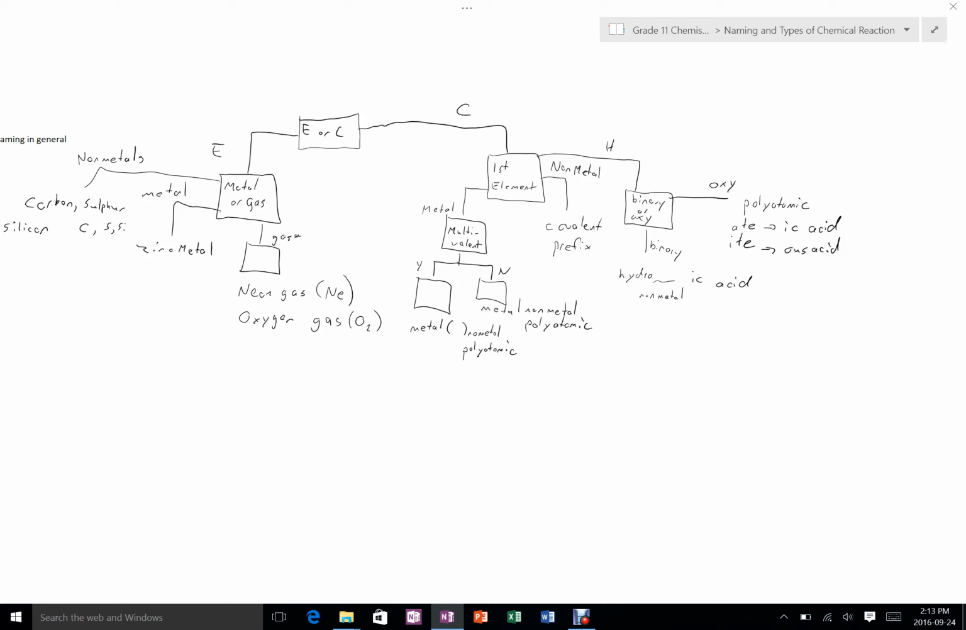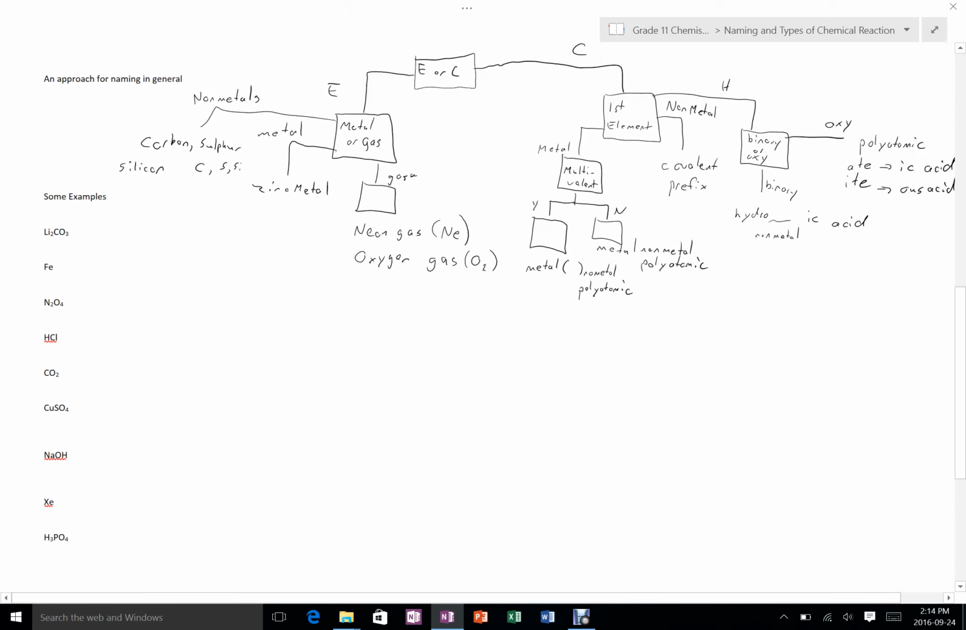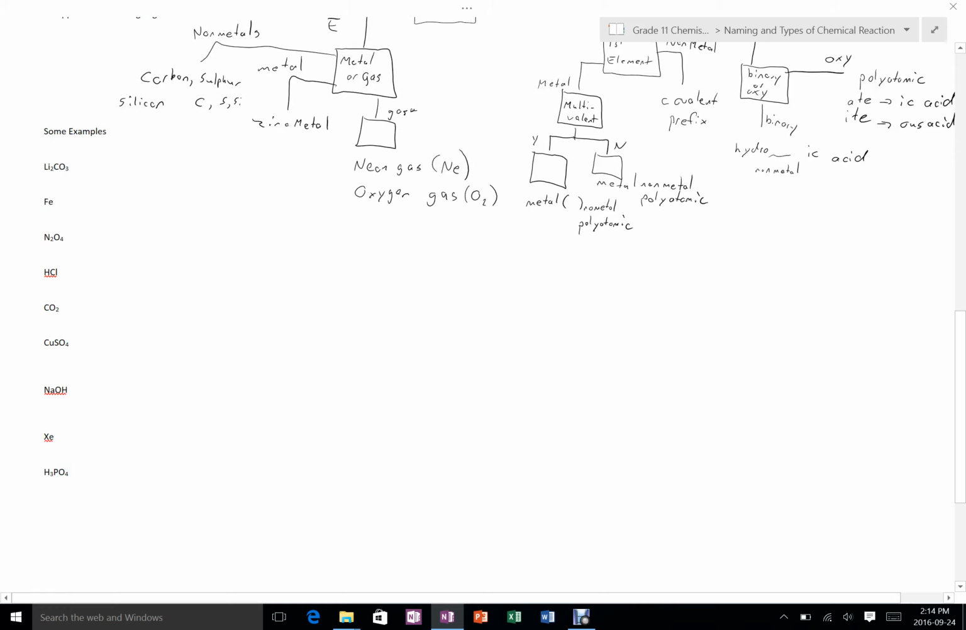And if the first element's hydrogen, then is it a binary acid or an oxyacid? If it's a binary acid, we call it hydrochloric, bromic, fluoric, whichever one, acid. And if it's got a polyatomic, that makes it an oxyacid. If the end of the polyatomic is ATE, then we go with IC, so sulfuric, phosphoric, chloric acid. And if the ending is ITE, it could be sulfurous acid, for example. That gets us our OUS. So here's our big list, and let's use our chart and figure it out.